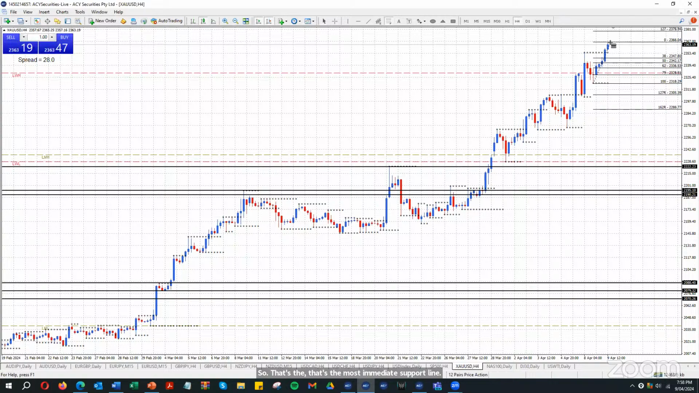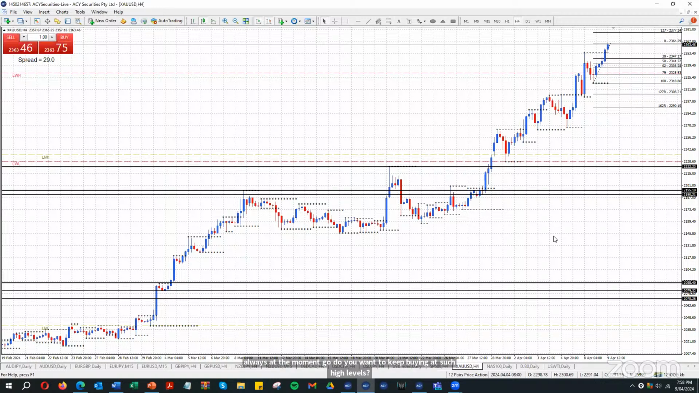Draw your fib in on the 4-hour. Watch for a 62.79% pullback. At the moment, that comes in now with last week's high. Last week's high is broken, so last week's high can now become support. Again, the caveat is always at the moment with gold, do you want to keep buying at such high levels? At what point will it be overpriced? And then, once it gets overpriced, we might get a significant correction.